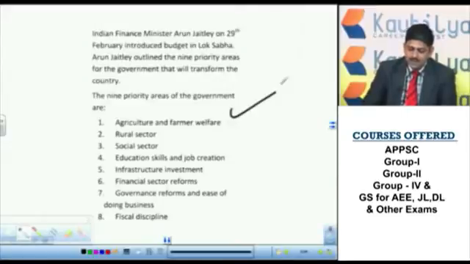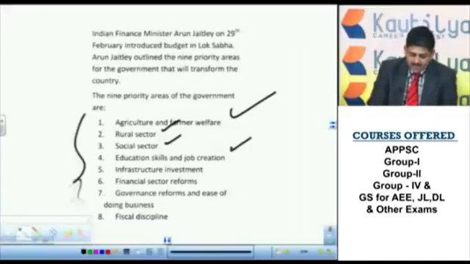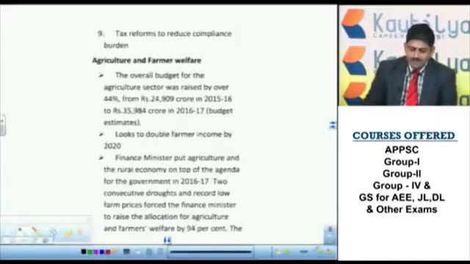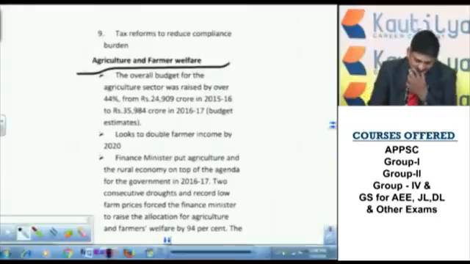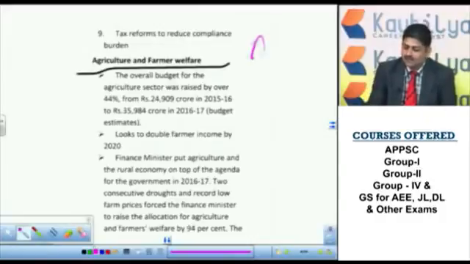So the priorities are agriculture and farmer welfare, the rural sector, the social sector, education and skill. Now we will see the schemes sector-wise. The first one is agriculture and farmer welfare. This time the Government of India has given much importance to the agriculture sector, so you can expect questions from this particular area.